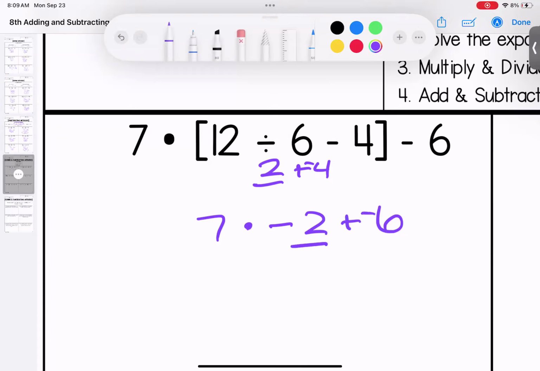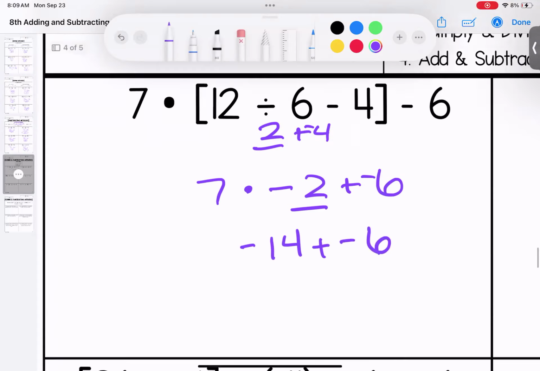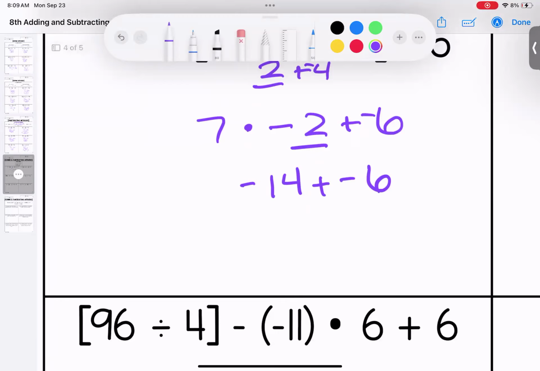Then I'm going to multiply. 7 times 2 is 14. Signs are opposite, it's a negative. And then we're going to add these same signs. 14 plus 6 is 20, and it's negative.